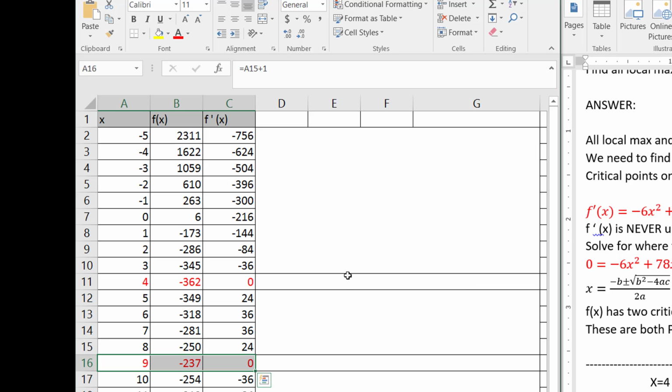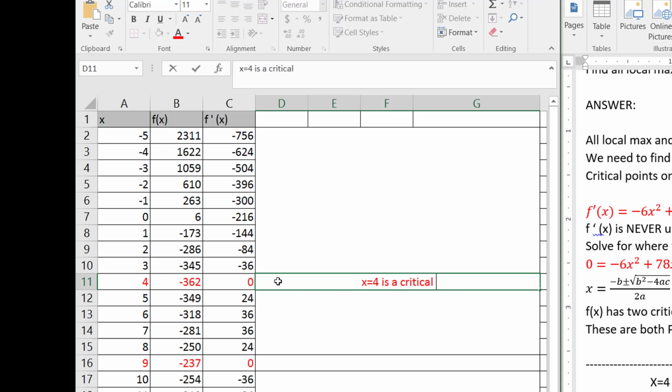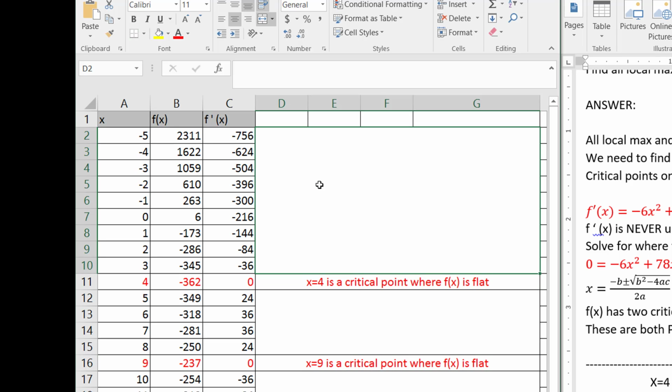I went off to the side and merged some boxes together so I can make some conclusions for myself off to the side. Here at x equals 4 is a critical point where f of x is flat. And I'll note the same thing down here at 9. X equals 9 is a critical point where f of x is flat. I'm just going to note some other things.